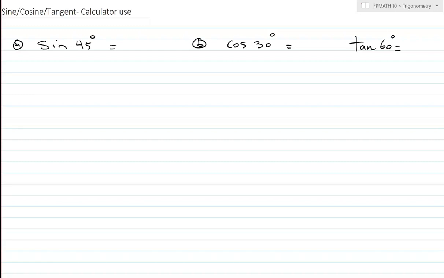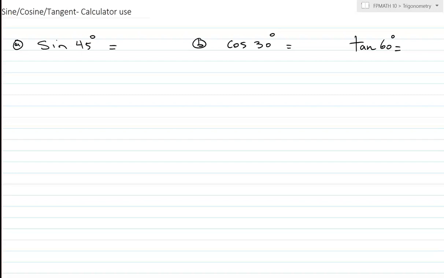Good day again. So we're going to continue with the trig ratios. This time we're going to focus on calculator use and how you can actually manipulate the trig ratios and use the calculator so they can get a right answer. This is probably new.